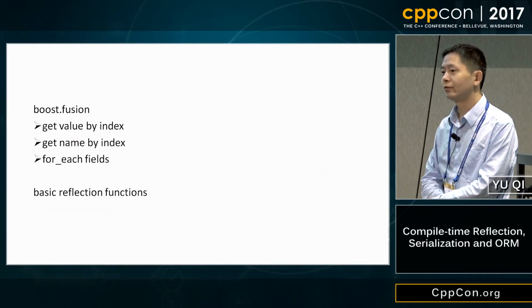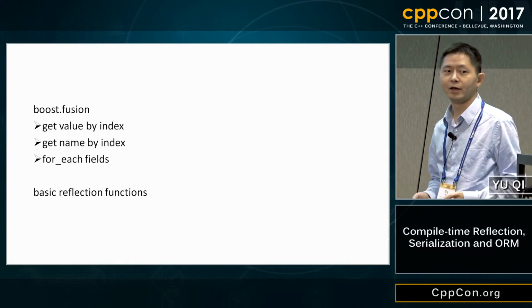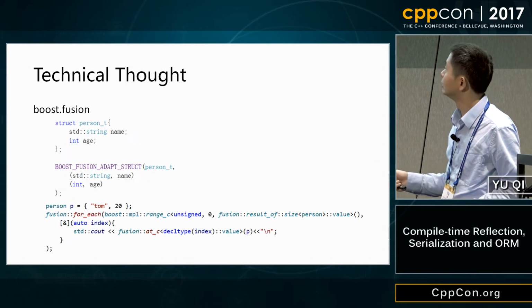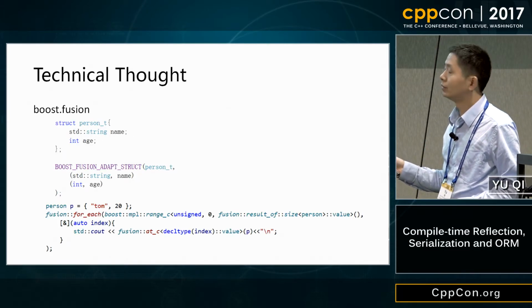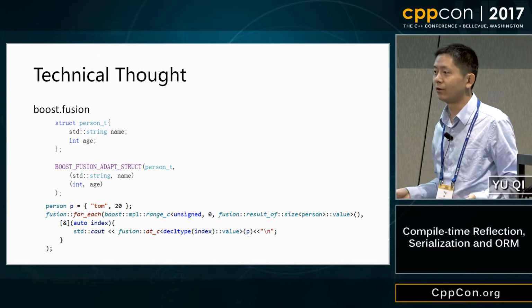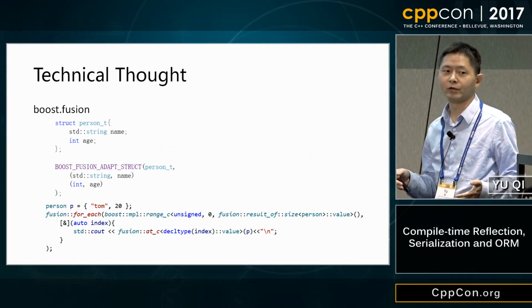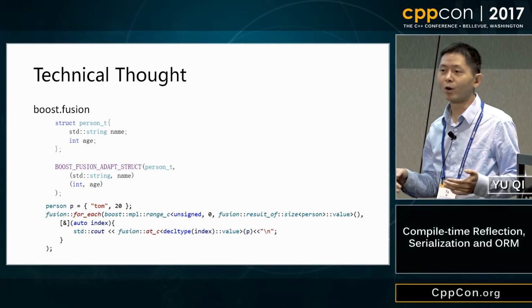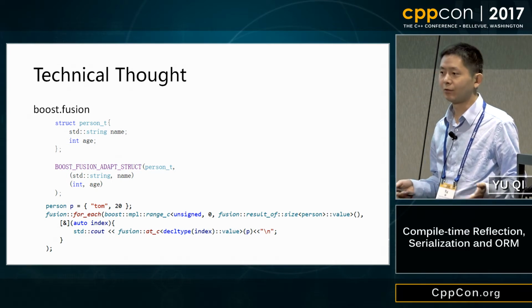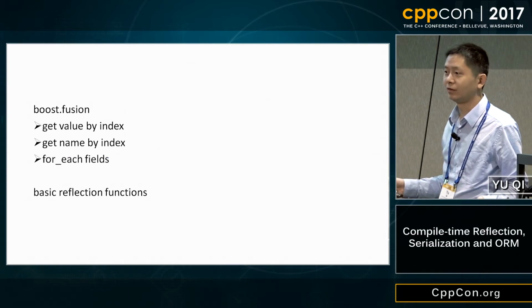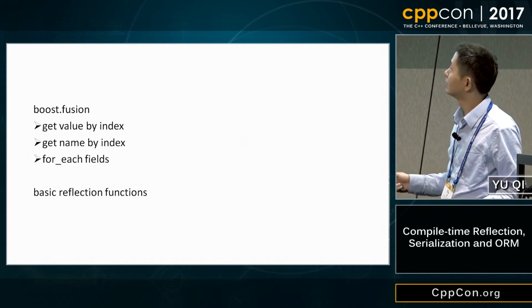I think Boost Fusion is good enough. Maybe a small problem is that the code is not very simple, because you have to make a Boost MPL range at first. Yeah, maybe we want to pass a lambda directly. Compared with Boost Hana, I think Hana is more simple.